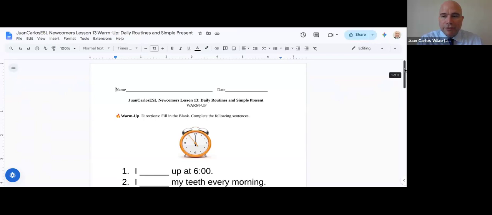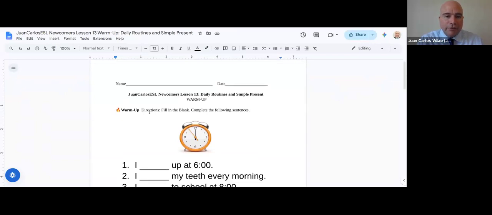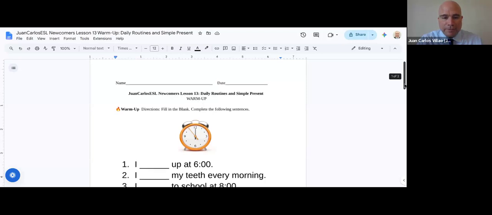You can see the screen. You'll have it in the form of a printout or worksheet. Students will put their first and last names, and then the date that they're completing the warm-up, JuanCarlosESL, Newcomers, lesson 13, daily routines and simple present. And then you see warm-up, and then warm-up directions, fill in the blank, complete the following sentences.